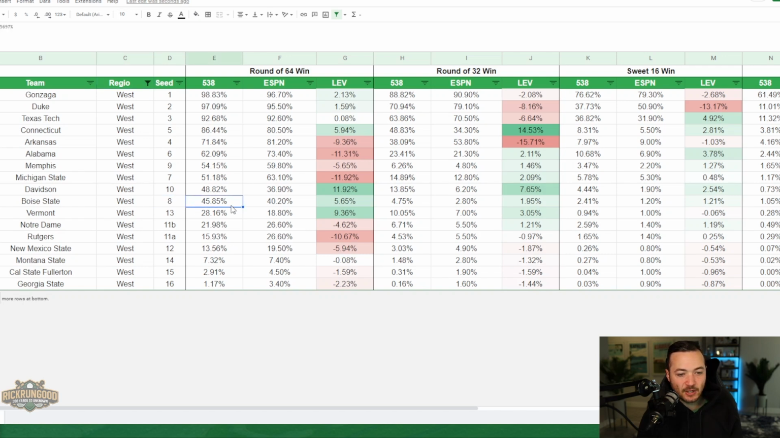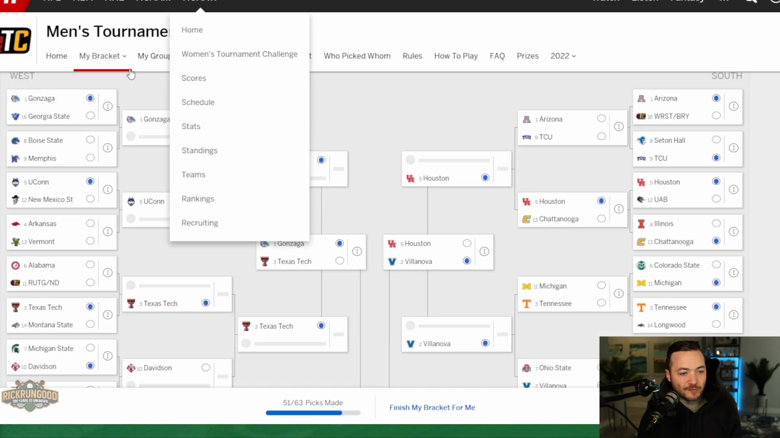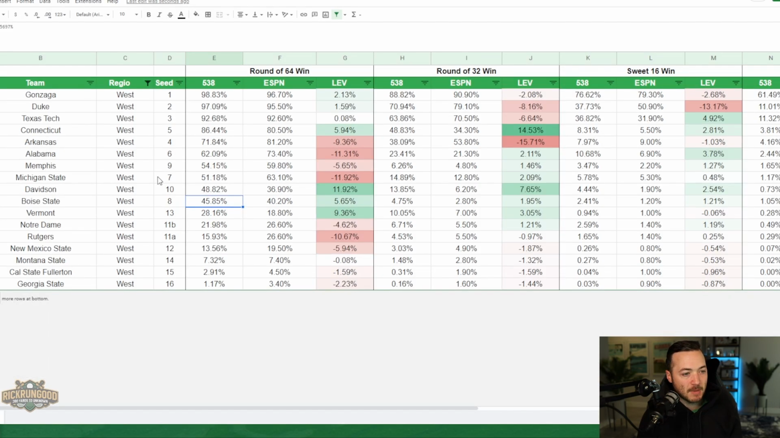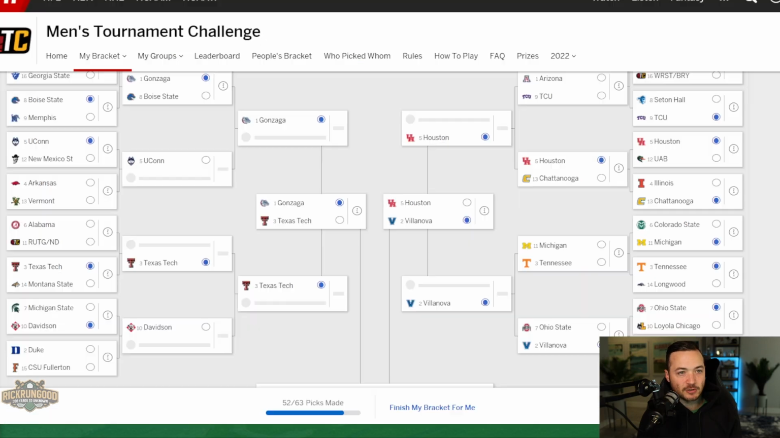Okay, Boise State versus Memphis in the West. Boise State is here, positive leverage. Memphis, negative leverage. Boise State's going to win it 45% of the time. We're rolling with Boise State. Arkansas versus Vermont. Arkansas, negative leverage, but they're going to win it 71% of the time. Vermont, good leverage, not winning it enough.